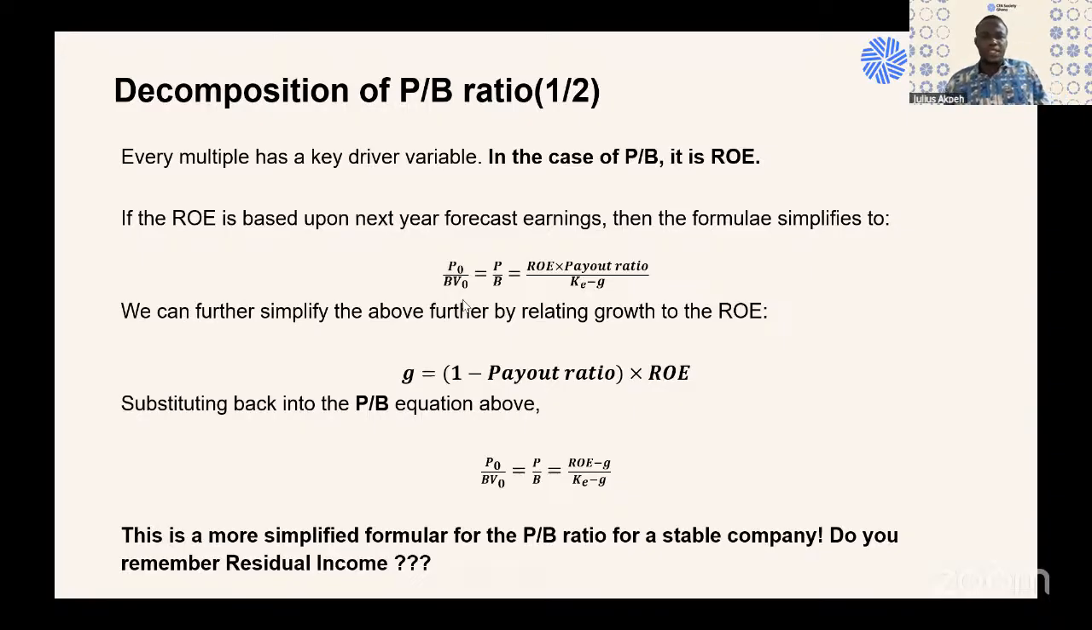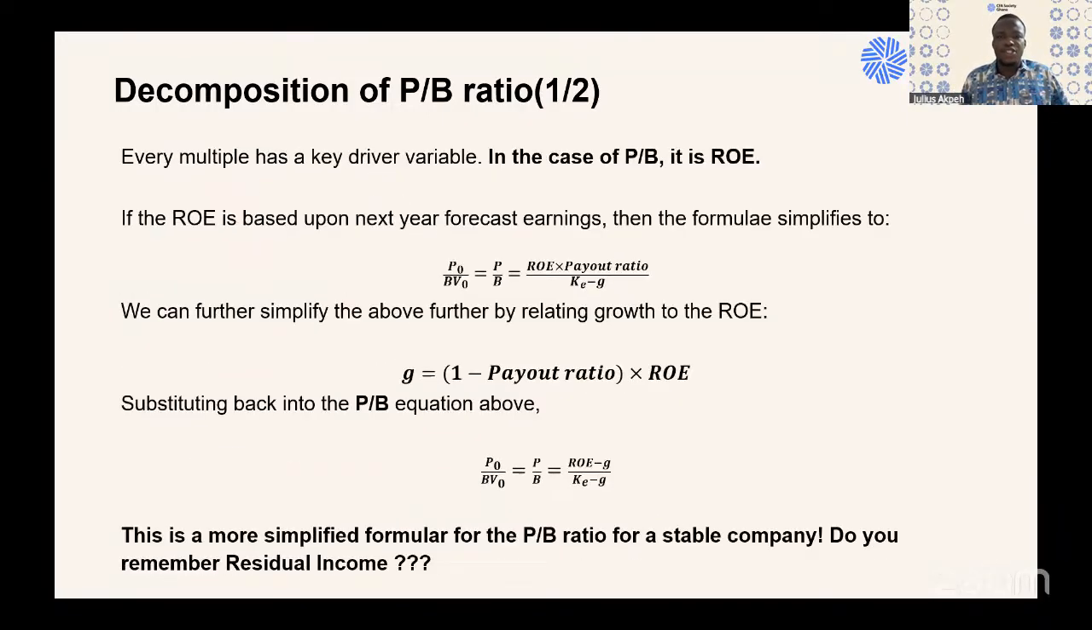Now, I want you also to see something. When you are using that to draw a conclusion, you need to be a bit careful. The reason is that the growth rate we are seeing here is a constant growth rate. So we assume that the company in question is a matured company experiencing stable growth. When we use the formula for such a company, we tend to get a more reliable calculation. Okay. Any question?